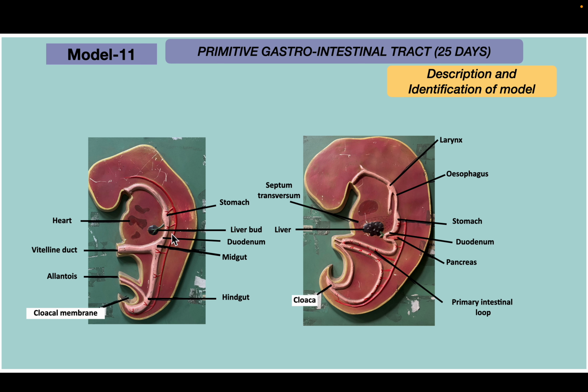The stomach is visible, then liver bud is visible, then duodenum, midgut, hindgut, cloacal membrane is there, then allantois, vitelline duct and heart. In this, the larynx, then esophagus and trachea, that lung bud is there, so that is visible. Then stomach, duodenum, pancreas is here, then primary intestinal loop, cloaca, liver and septum transversum. So this is the model of primitive gastrointestinal tract.